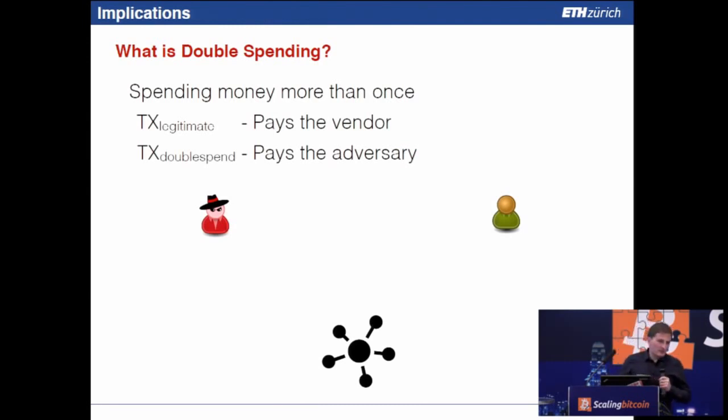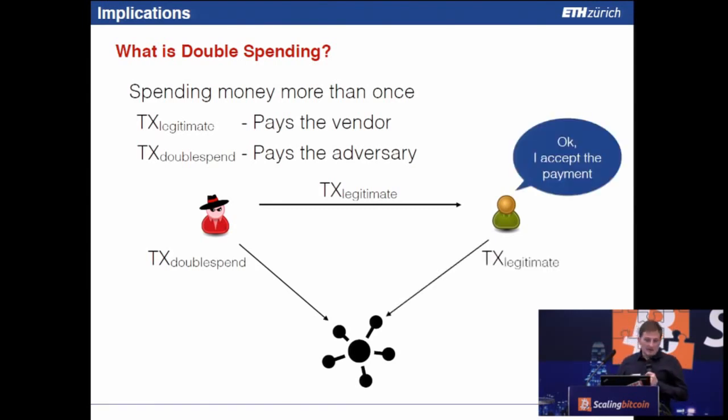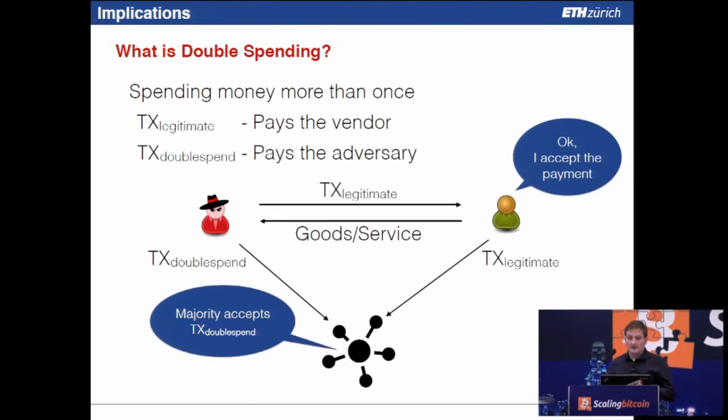The first and most important impact probably is double spending. So what is double spending? I guess most of you are familiar. Just a brief recap. We have a legitimate and a double spend transaction. The adversary is advertising two different conflicting transactions. Eventually, the vendor is accepting the payment. If he doesn't wait for block confirmation, he provides the goods and services, and then eventually the majority accepts the double spend transactions, and the victim basically won't be paid.